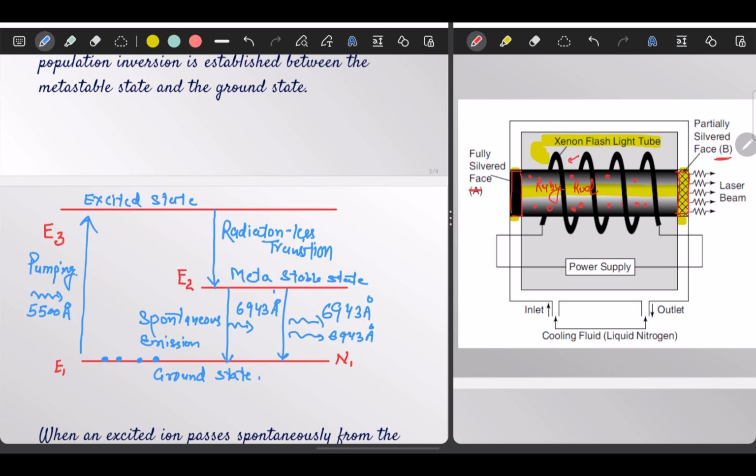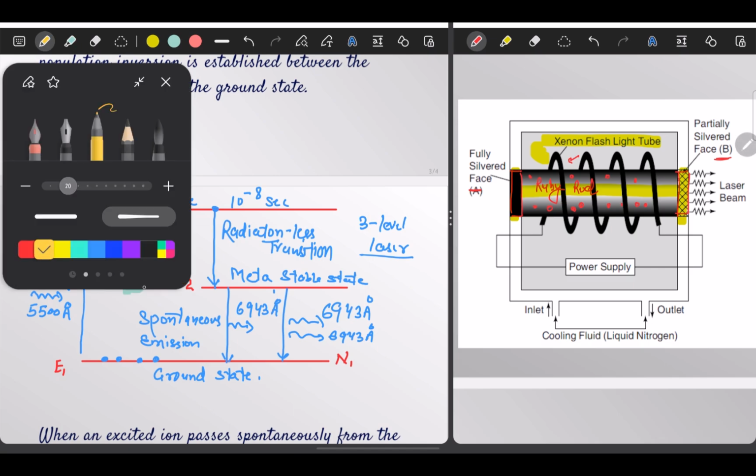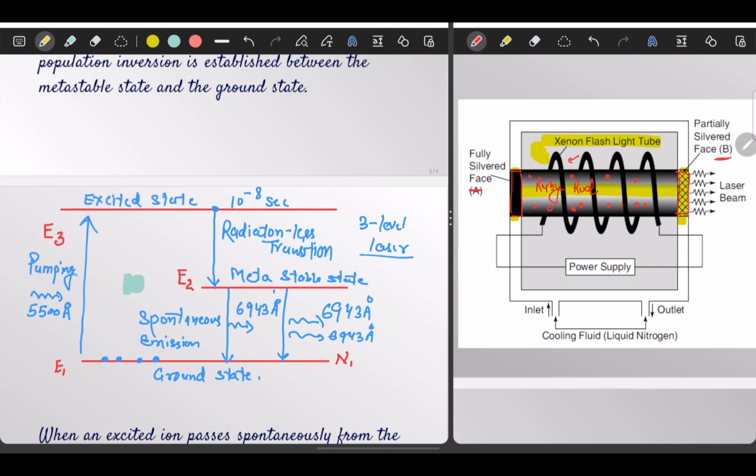Okay, so as we know that this state is a very unstable state whose lifetime is 10 raised to minus 8 second. The electron will not continue at this stage for a longer interval of time. It will jump back to the lower state, and thus the ruby laser is a 3-level laser. It will jump back to the lower state, and the lower state is a metastable state whose lifetime is 10 raised to power minus 3 second.